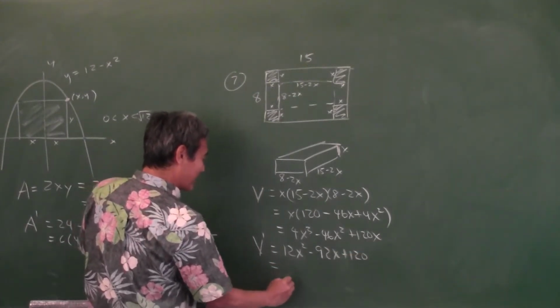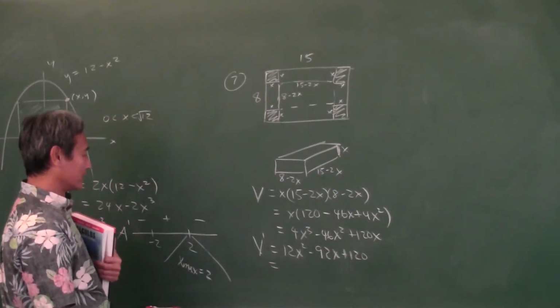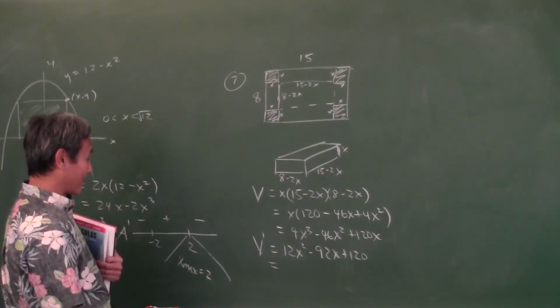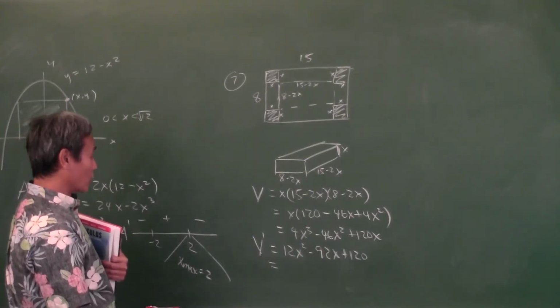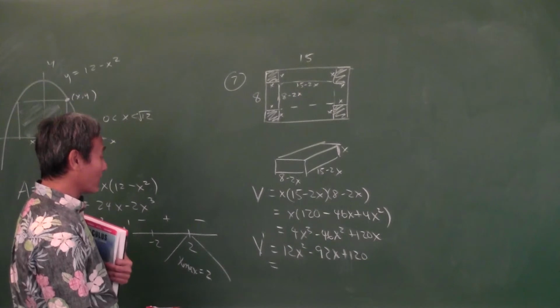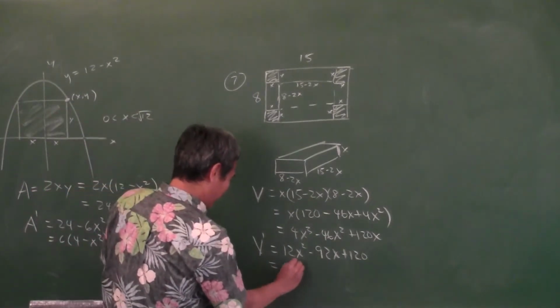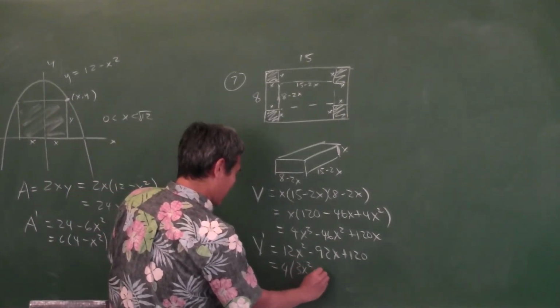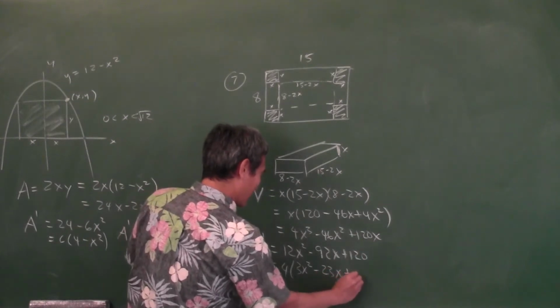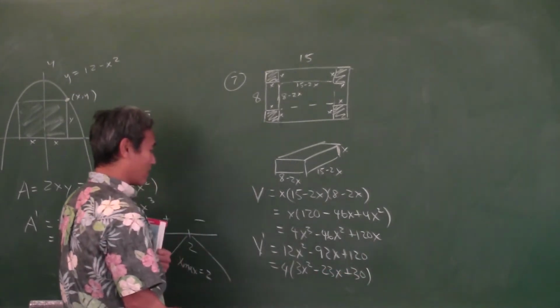And then you factor it. Can I factor out a 12? No. Can I factor out a 6? No. Can I factor out a 4? Yes. So factor out a 4: 3x squared minus 23x plus 30. And is it factorable? Yeah.